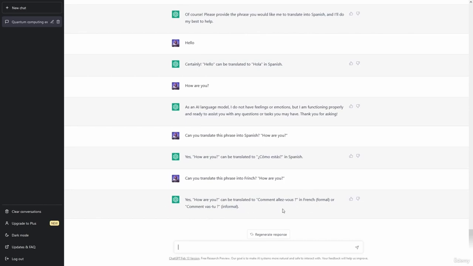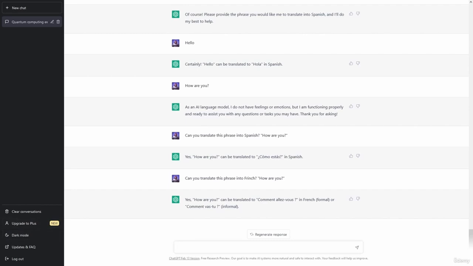So it does give you the ability to make mistakes in your spelling, and it will catch it and still respond as long as you're semi close to the spelling of the word. And here again, not only did it translate how are you in French, but it also gave us both the formal translation as well as the informal translation.